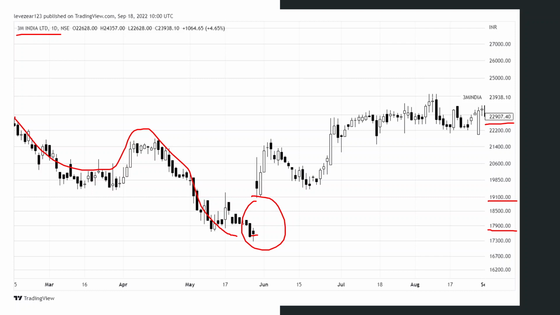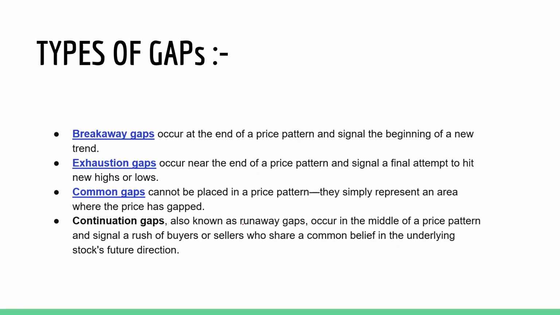The gap is just an empty area on the chart where there is no trading activity, and it is created due to high buying pressure or selling pressure. So what are the types of gaps? There are multiple types of gaps. A gap is not just an empty area, it means something, and how you interpret it is how we make money. There are multiple ways and multiple types of gap.